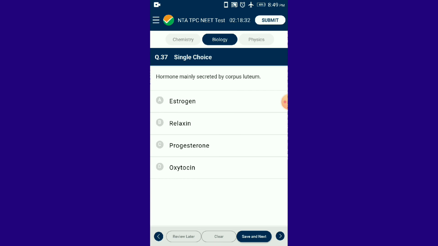Question number 37. Hormone mainly secreted by corpus luteum. The hormone mainly secreted by corpus luteum is progesterone. Progesterone is a steroid hormone secreted by the yellow endocrine gland corpus luteum, formed from the empty Graafian follicle during pregnancy.